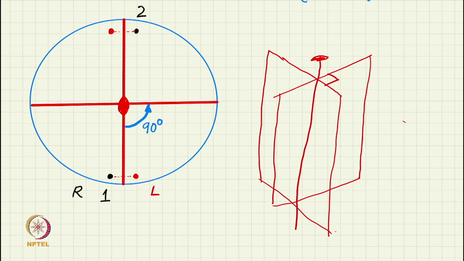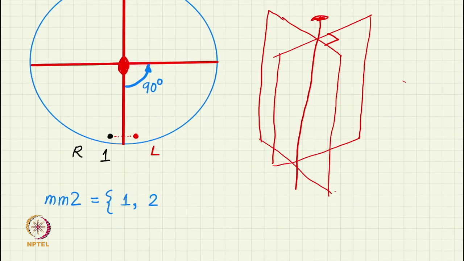Let us now write the operations in this group. The group designation is MM2, and it has a two-fold axis. So, we have 2 operations corresponding to that, 1 and 2, and then we have 2 mirrors.